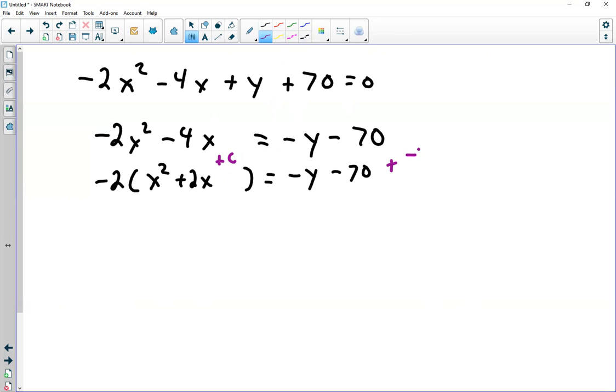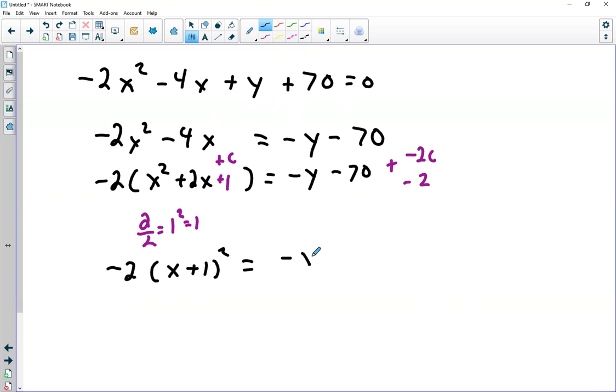So cut that in half. 2 divided by 2 is 1. Then square it, it's 1. So this is going to be a plus after you cut it in half. Okay. So with negative 2, we're going to reduce this to x plus 1 squared equals negative y minus 72.